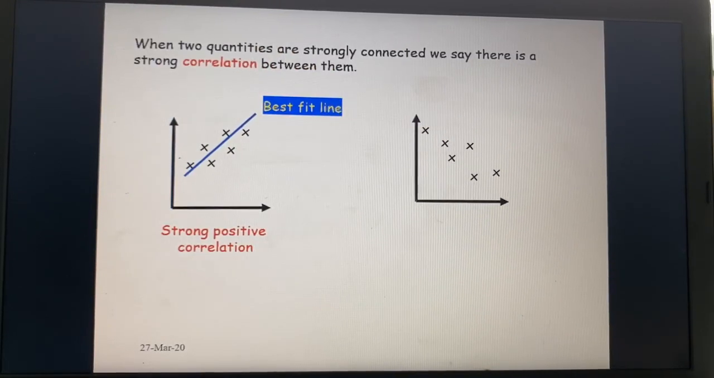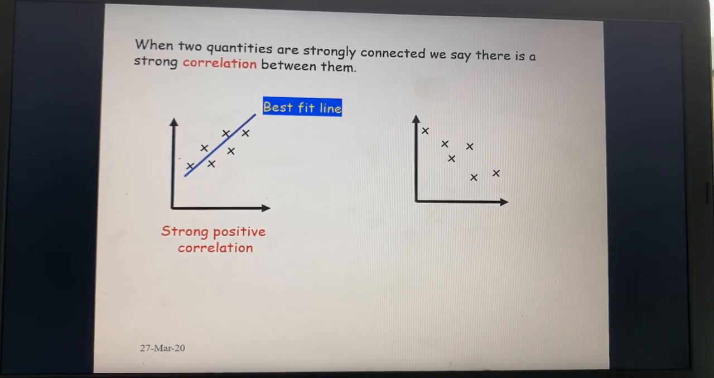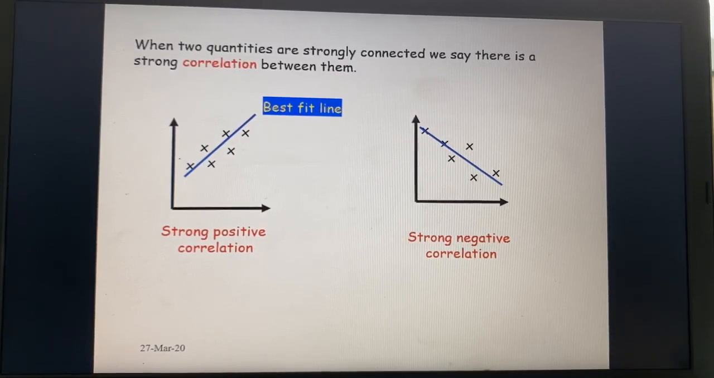The other way that we can see a correlated graph is where the points are going down the way, and this is a strong negative correlation. And again, we can draw a line of best fit in here, but it goes down the way. So again, we have half the points on one side of the line, half on the other. So in this case, we've got 2 points on one side, 2 points on the other. And this line happens to go through two of the points.